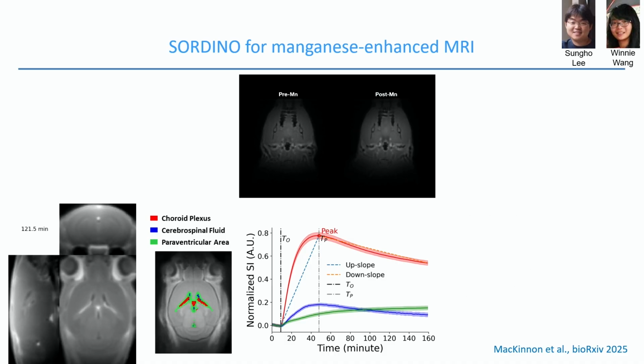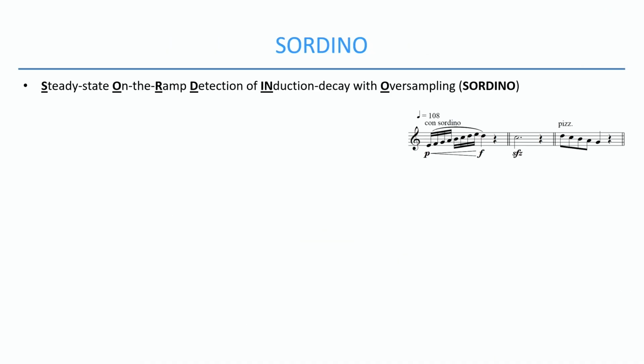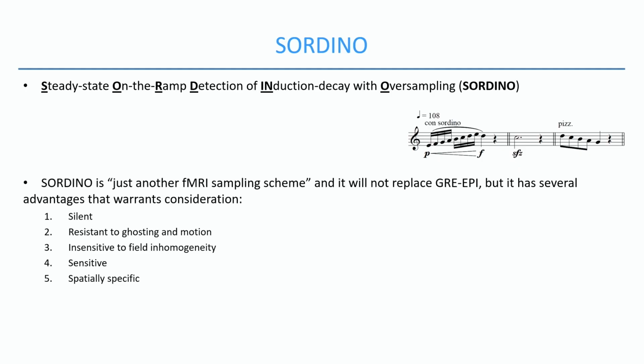All right. So I walked you through a method called SORDINO. It won't replace gradient-echo-based EPI, but it has several features listed here that are worthwhile for animal fMRI people to consider.